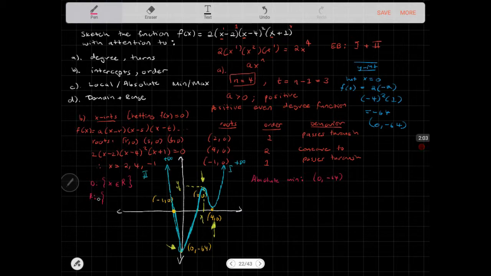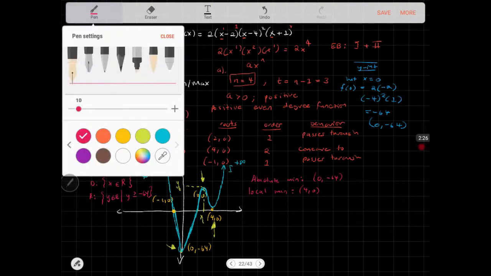Now you can notice here, because there is an absolute minimum, all other points will be greater than or equal to -64. So this actually restricts our range. Okay, so keep that in mind. We also need to figure out this maximum here. We can see that there is another minimum point. There's a local minimum at 4 and 0. Right? But we still need to figure out this maximum point.